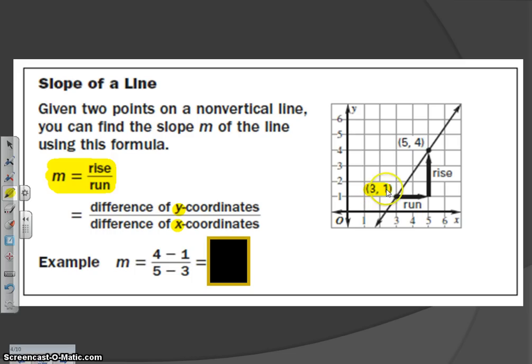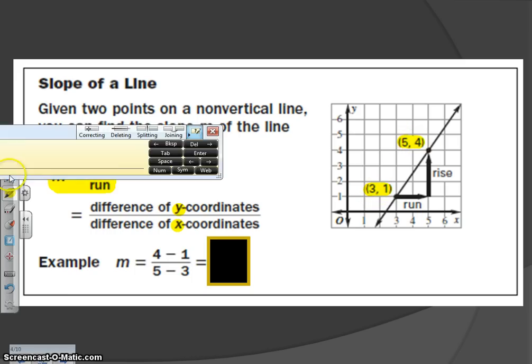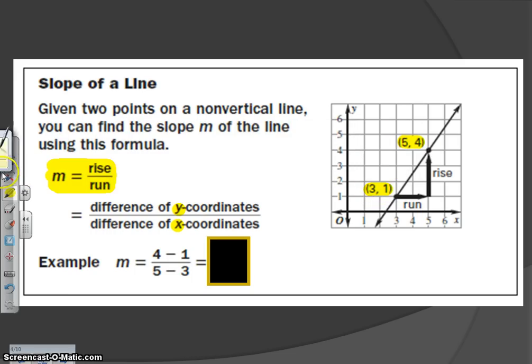There's 2 points, 3, 1, 5, 4. Take the y coordinate of one of them. In this case, they use 4 first. And subtract the y coordinate of the second point. You can see I circled that in red, and that's what goes in your numerator. Now take the x coordinate of the same point with the 4, the first one you took, and subtract the x coordinate of the second point.